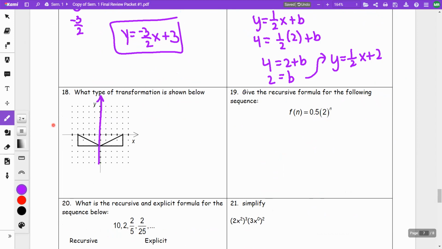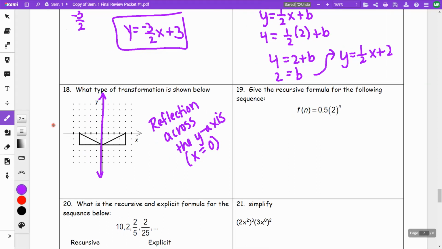Transformation. This is going to be a reflection across the y-axis. Or the line x equals 0.